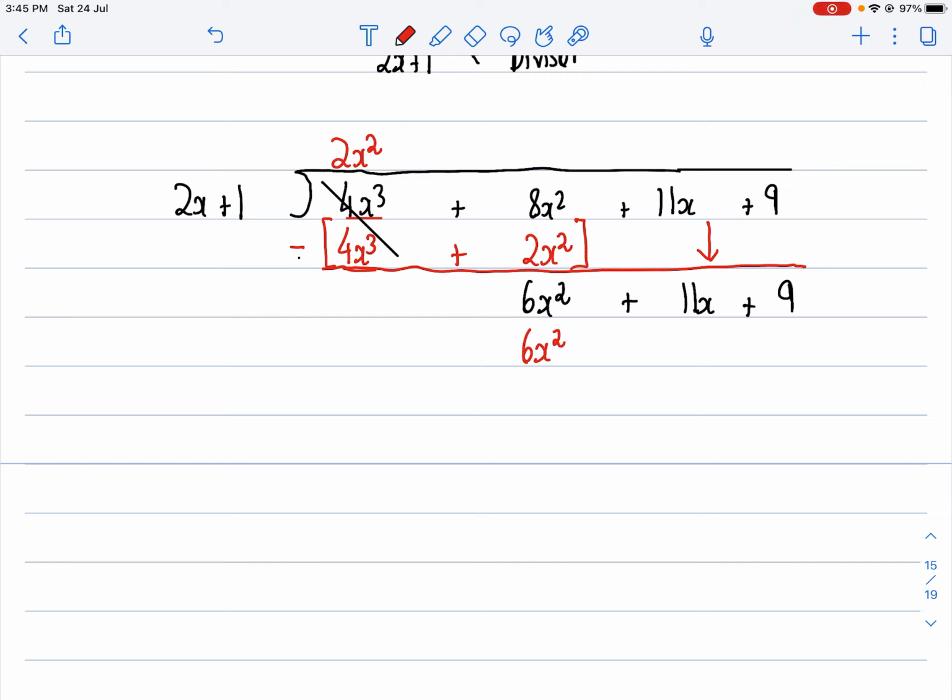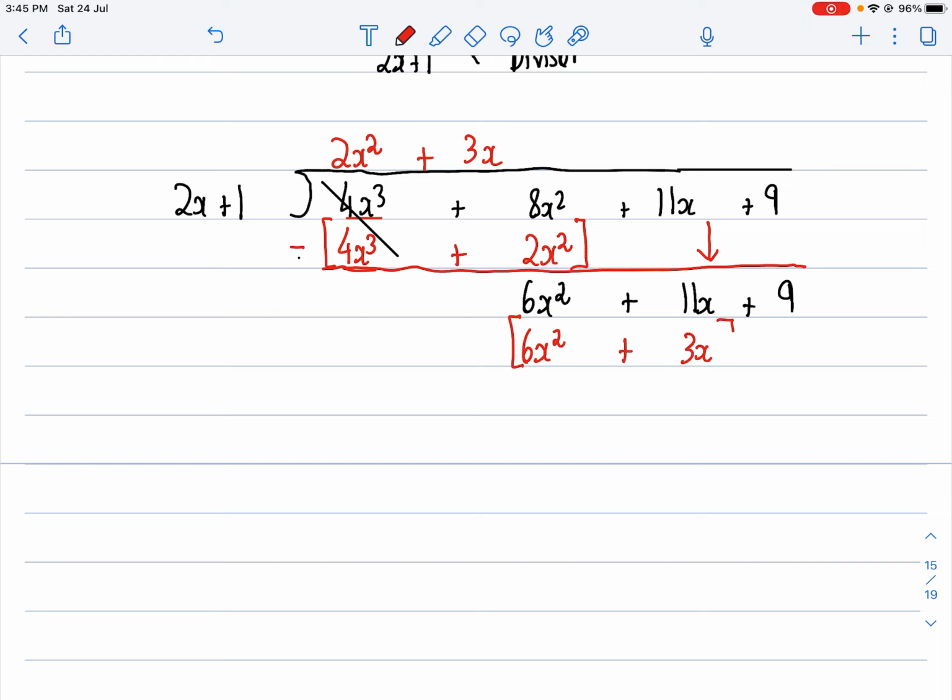Correct? So what should I multiply to 2x to get a 6x square here? I can simply multiply the 2x by 3x. Correct? Because 2x into 3x gives me 6x square. And now when I do 1 into 3x, I get basically 3x. Correct? This is what I simply get.